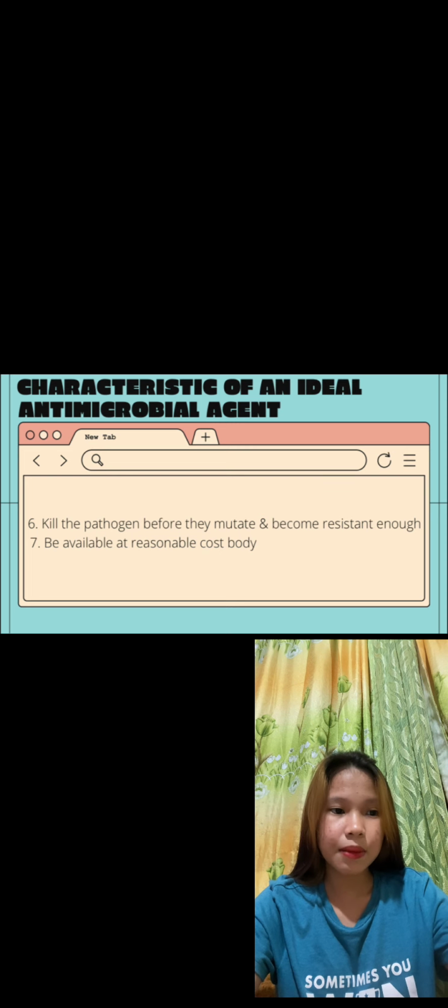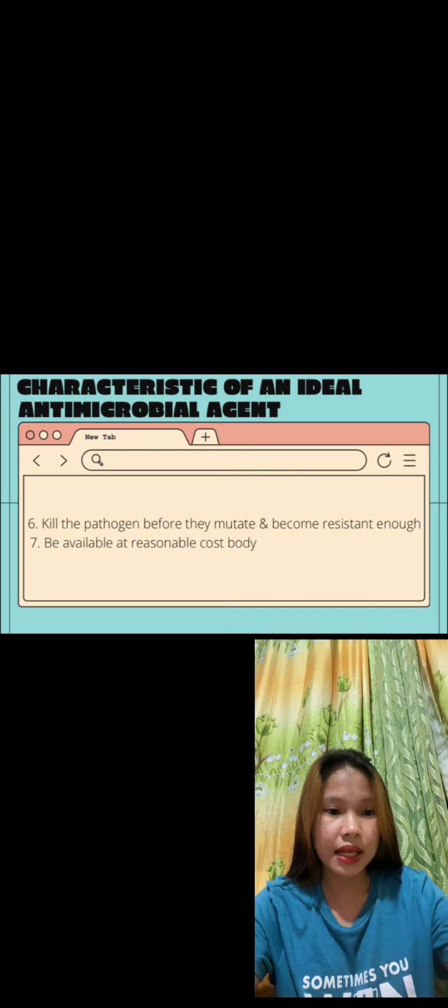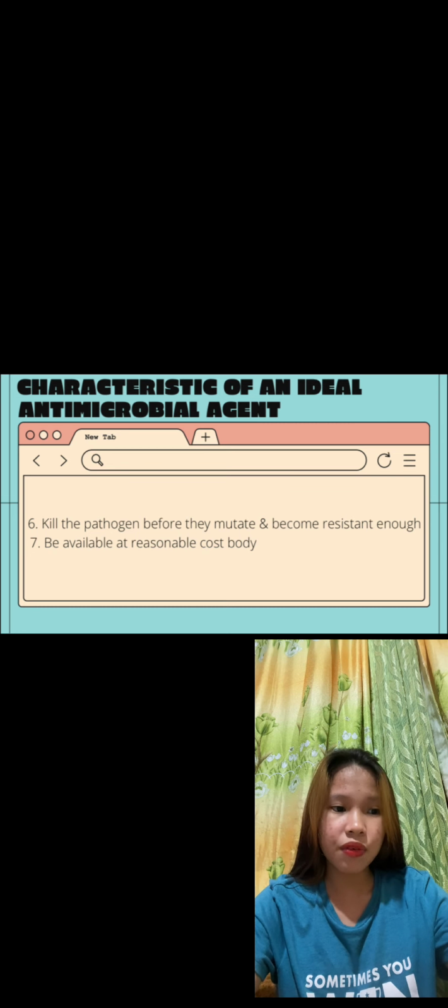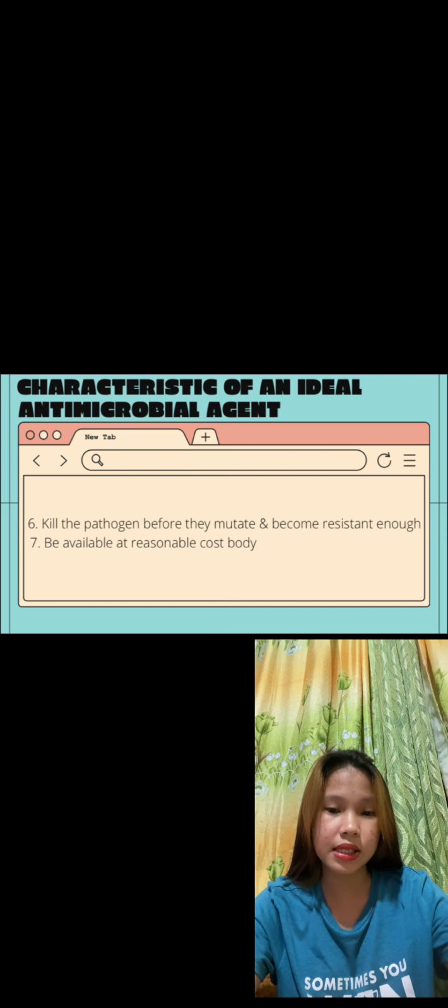Sixth, it kills the pathogens before they mutate and become resistant. The main cause of antibiotic resistance is antibiotic use. When we use antibiotics, some bacteria die, but resistant bacteria can survive and even multiply. The overuse of antibiotics makes resistant bacteria more common. The more we use antibiotics, the more chances bacteria have to become resistant to them. And the last is to be available at reasonable cost, meaning it is fair and not too high.